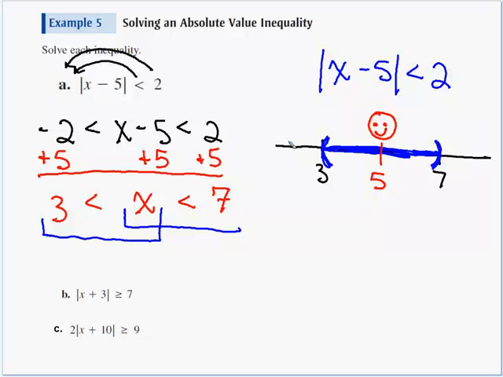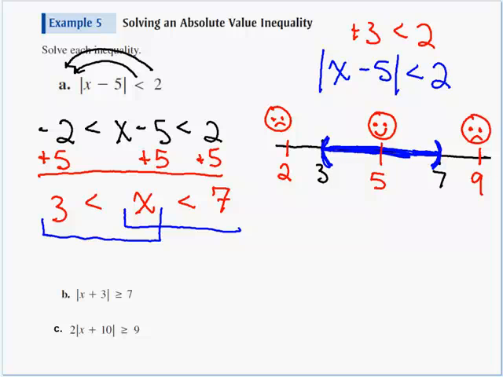But if I stray outside the interval, say to 2, and I plug a 2 in there, 2 minus 5 is negative 3, and the absolute value of that will make it positive 3. Is 3 less than 2? No. So out here, outside the interval, we get false statements in our original inequality. Same thing will happen over here. Say if I plug in a 9. 9 minus 5 is 4. The absolute value of 4 is 4. And 4 is not less than 2. So again, out here we will get false statements in our original inequality. The solutions lie between 3 and 7.